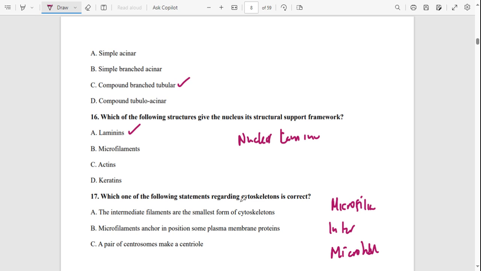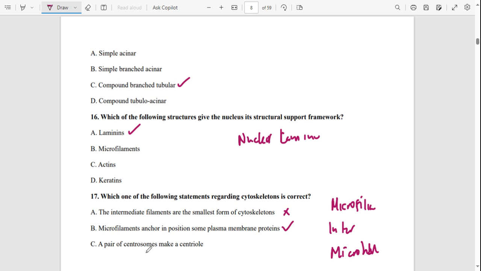So, which of the following is true regarding the cytoskeleton? The intermediate filaments are the smallest. They are not the smallest. The smallest are going to be the microfilaments. Microfilaments anchor in position some plasma membrane proteins. Okay, how about this one? This is actually going to be true. We are going to be able to anchor in position some kind of proteins. For example, you have got actin filaments in muscles, and they are going to be able to anchor to other structures like that.